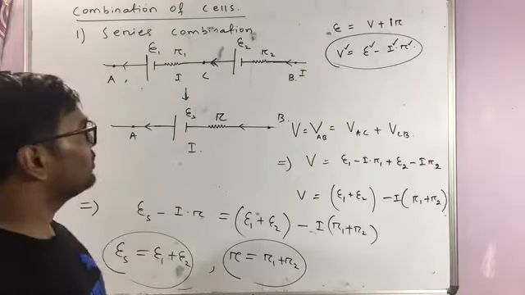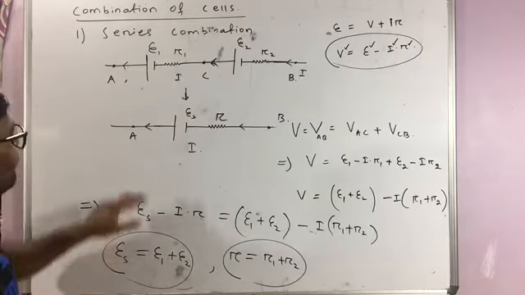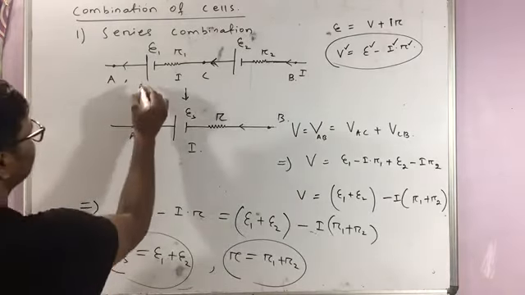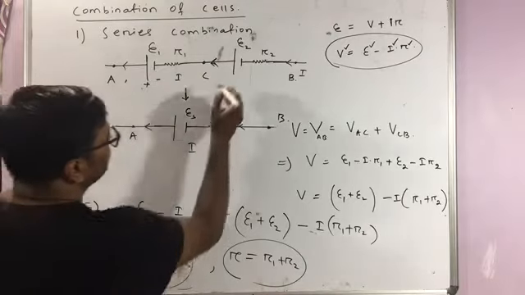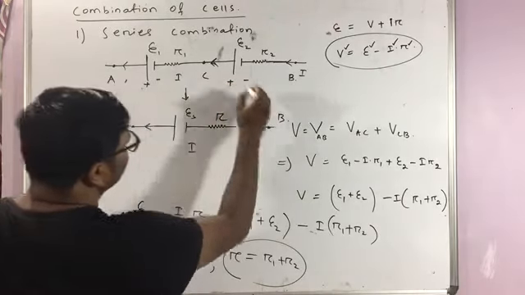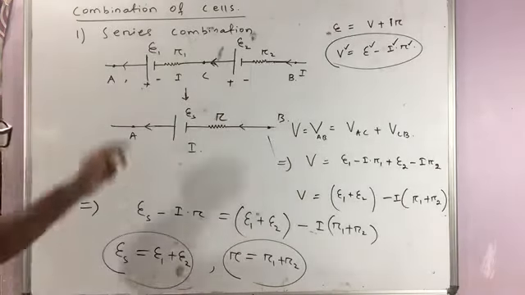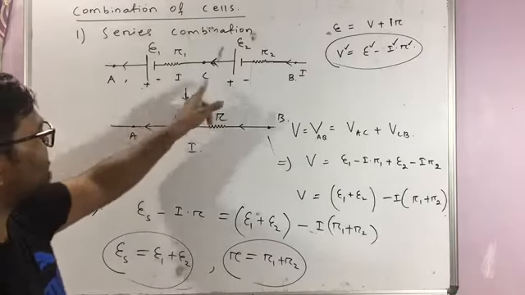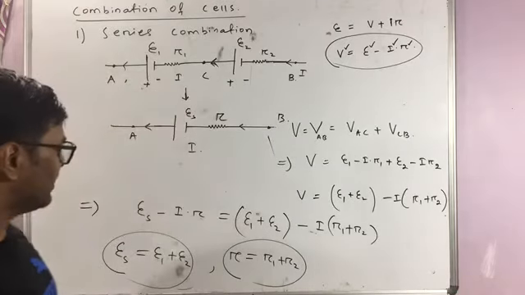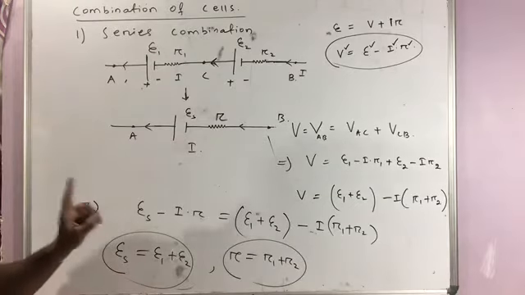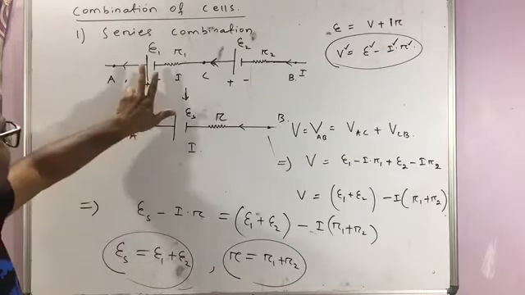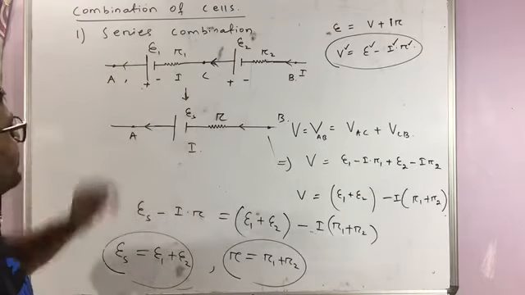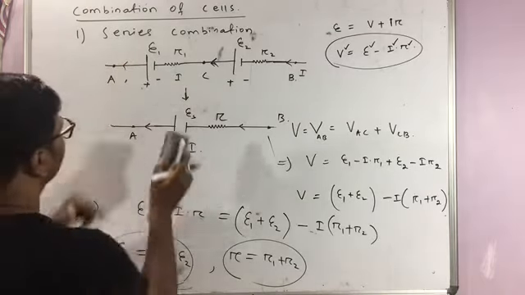But one thing you need to know here, students, this end is marked to be your positive, this end is marked your negative, and this end is your positive, and this end is your negative. So you see the cascade style, plus minus, they are connected in this way, then only you will get this formula. Else, if any one cell's polarity is changing, the connection would have been in this way.